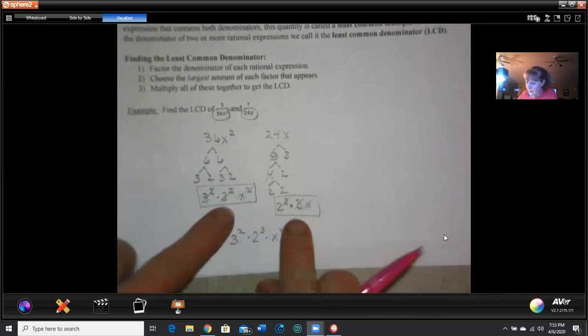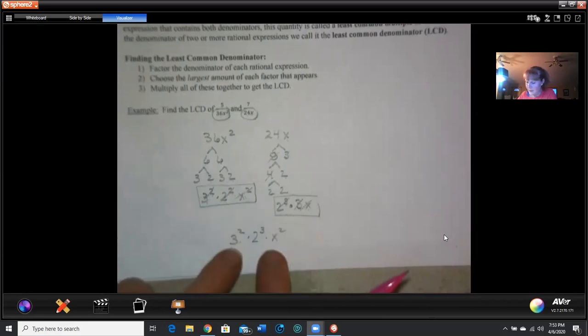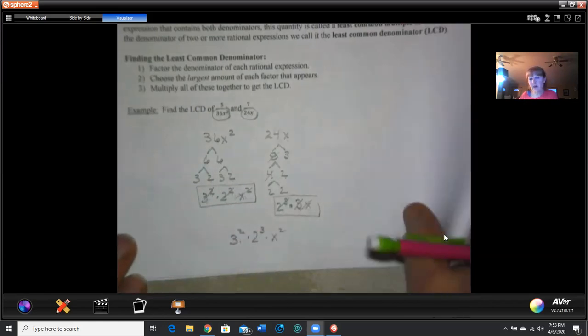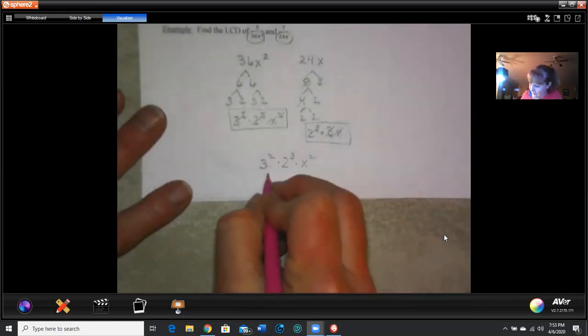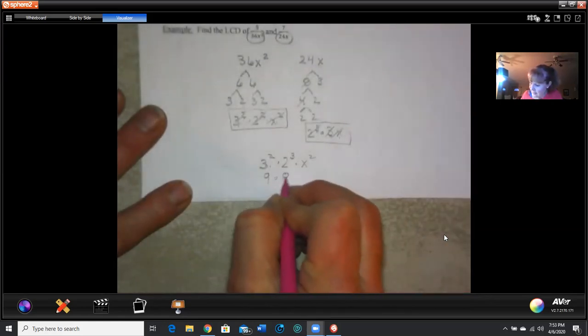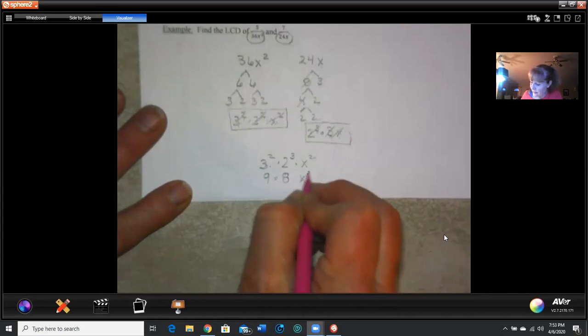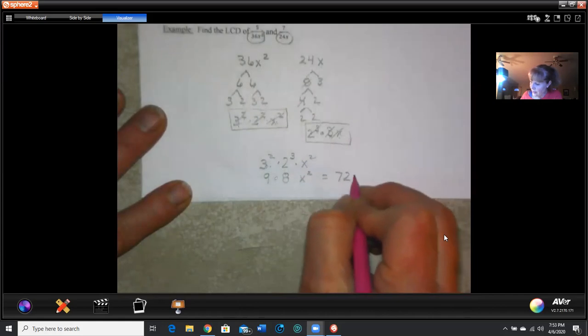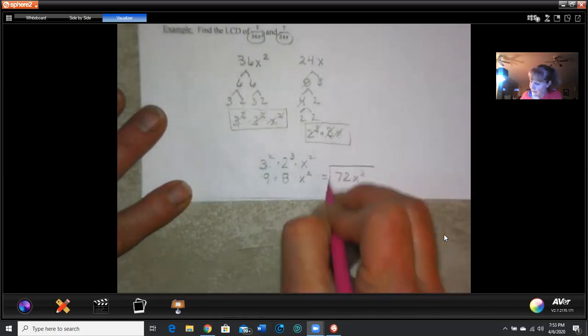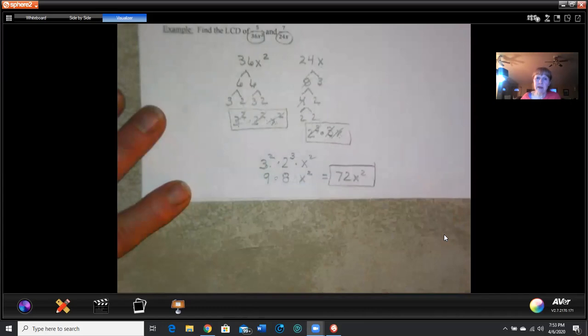Now everything that appears here has to be found here. So I have 3s, I've got the 2s and the x's. So there's your answer, except we're going to multiply it out. They want you to multiply it out. So this right here is 9 times 8 times x squared, which is 72x squared. That is your least common denominator, 72x squared.